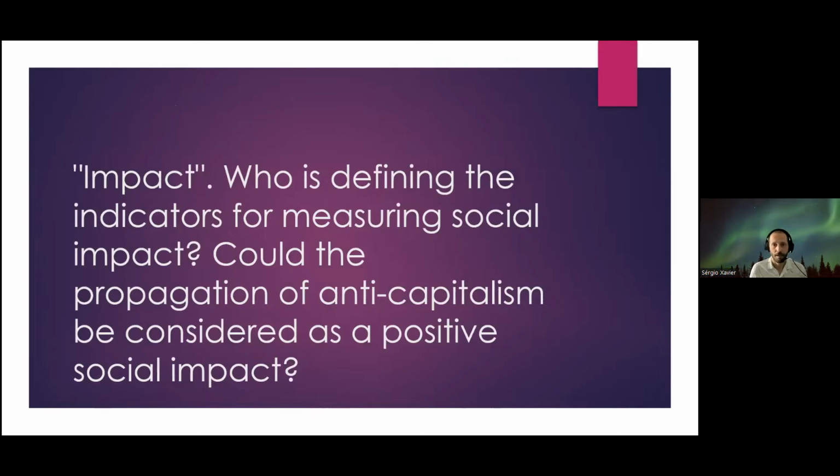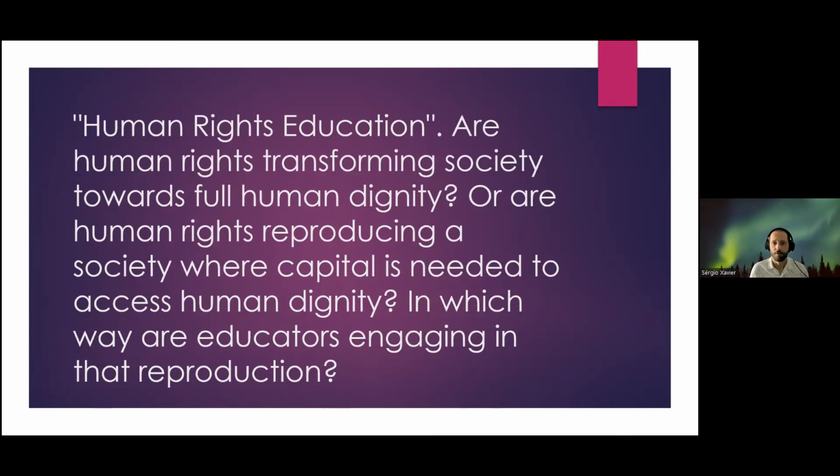Impact. Who is defining the indicators for measuring social impact? Could the propagation of anti-capitalism be considered as a positive social impact? Human rights education. Are human rights transforming society towards full human dignity? Or are human rights reproducing a society where capital is needed to access human dignity? In which way are educators engaging in that reproduction?